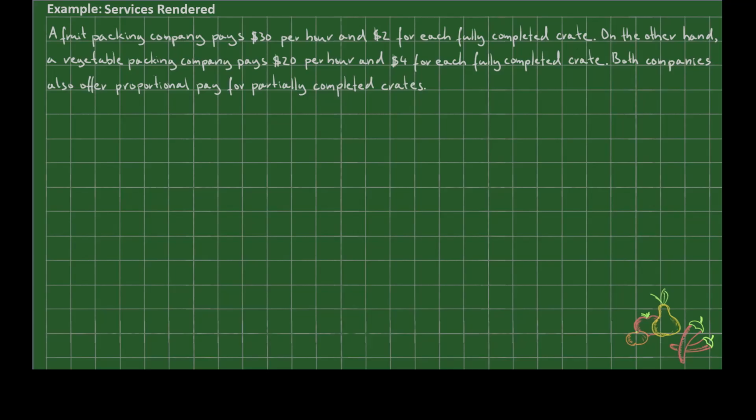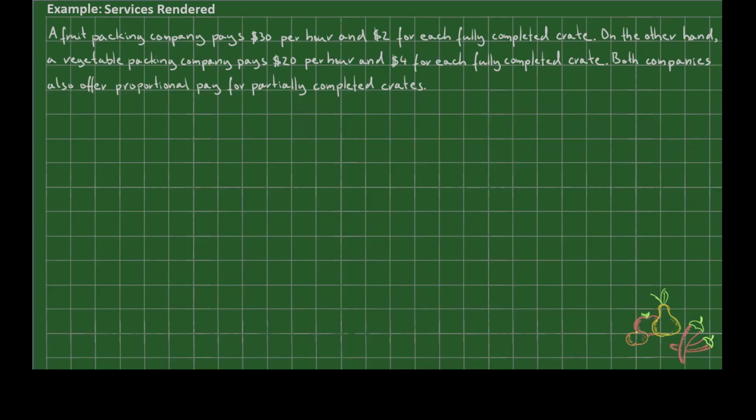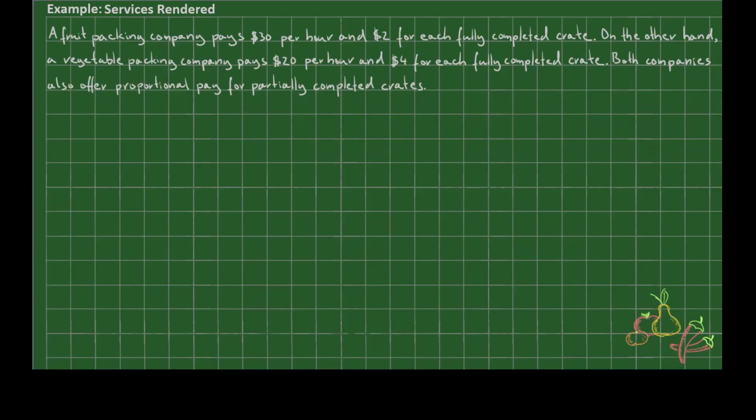This time we have two companies. A fruit packing company that pays $30 per hour and $2 for each fully completed crate. The vegetable packing company pays $20 per hour and $4 for each fully completed crate. Both companies also offer proportional pay for partially completed crates. In other words, if you complete half a crate, you will still get paid. The question here might be, which company offers better pay? A visual representation might help.